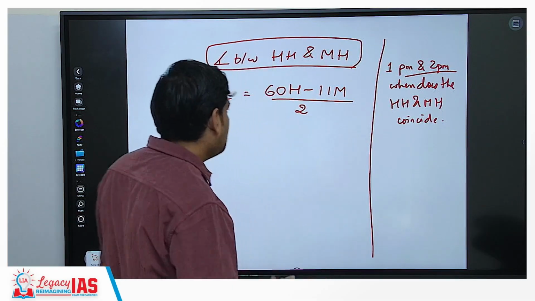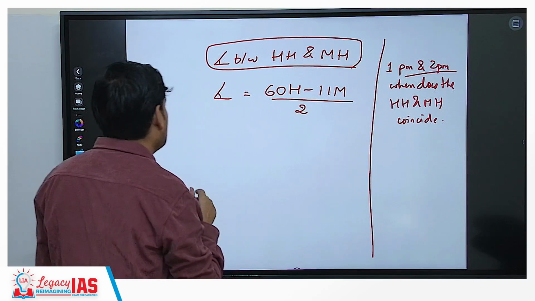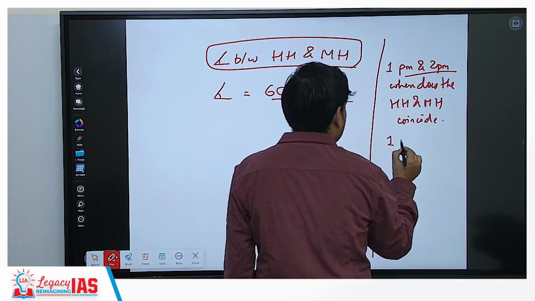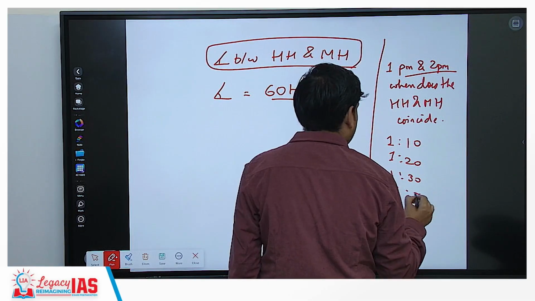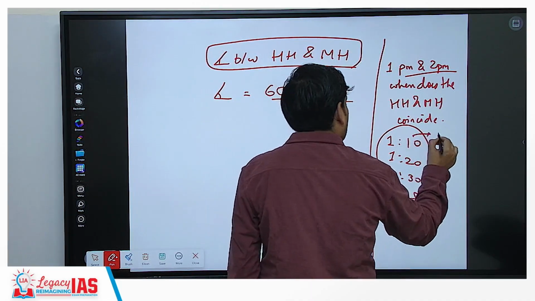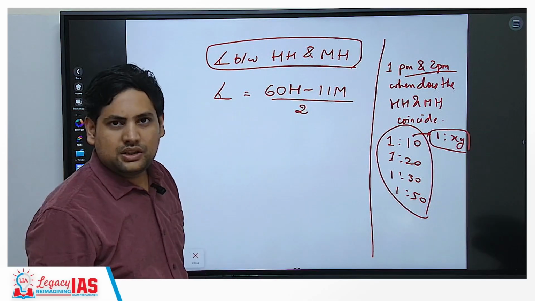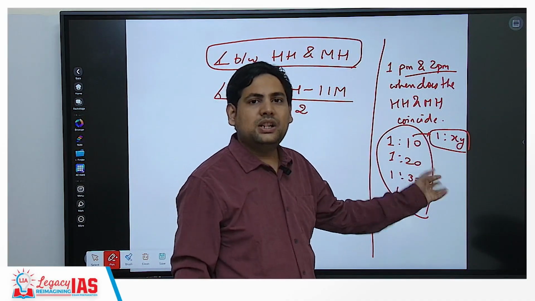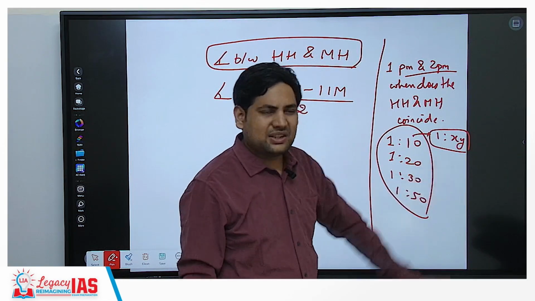Now, how do you do this? It's very simple. Any time between 1 p.m. and 2 p.m. looks something like this: 1 hour 10 minutes, 1 hour 20 minutes, 1 hour 30 minutes, 1 hour 50 minutes, correct? So I can write all these times as 1 hour xy minutes, correct? Now, you can simply understand this as how many hours are completed. So 1 hour is completed. So take this as 1, then xy.